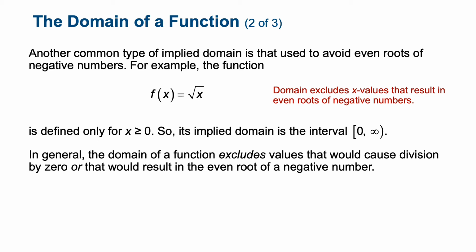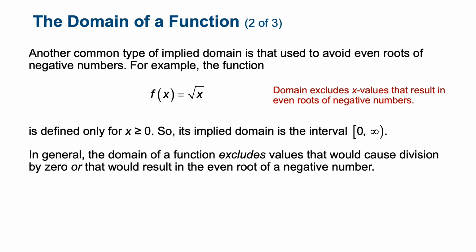What's another common type of implied domain? For instance, the square root of x. We cannot take the square root of a negative number. Why? Because what number times itself is equal to a negative, other than imaginary numbers? We're talking about real numbers. This applies to all even roots. So the domain excludes x values that result in even roots of negative numbers, because that does not exist in our world.